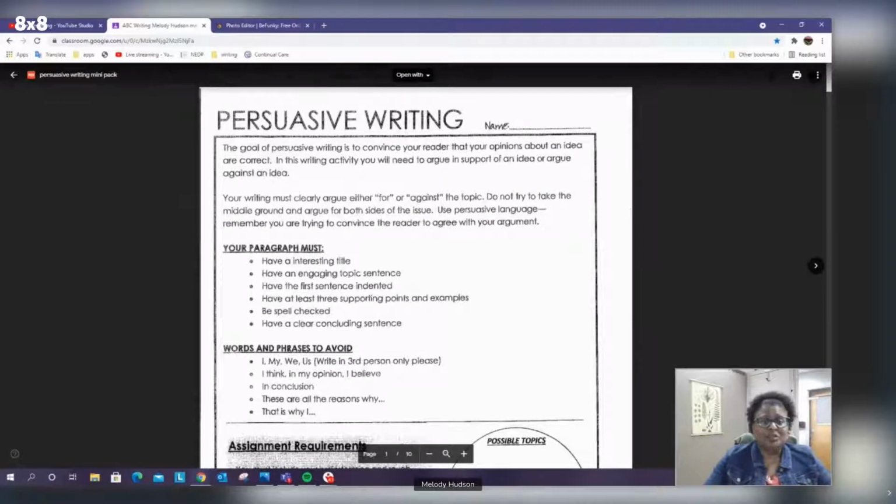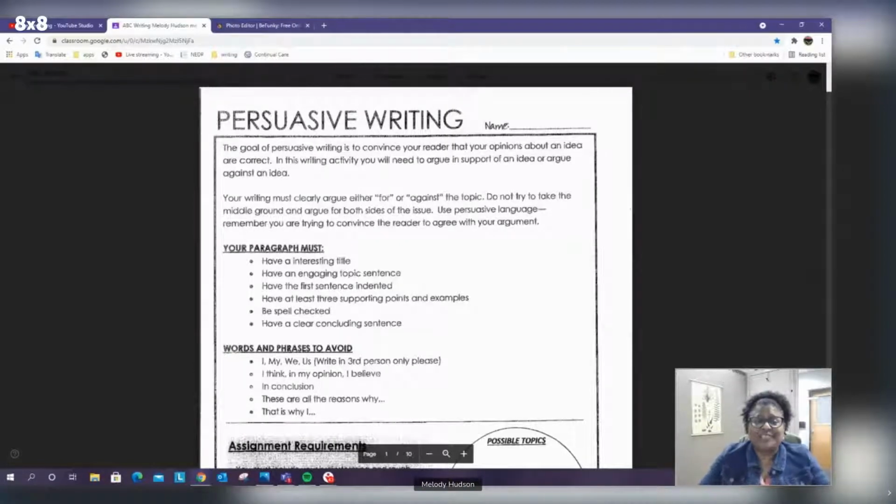The goal of persuasive writing is to convince your reader that your opinions about an idea are correct. So in this activity, you're going to need to argue in support of an idea or argue against an idea. Your writing must clarify either for or against the topic. Do not try to take the middle ground and argue both sides of an issue. That'll get you in trouble.